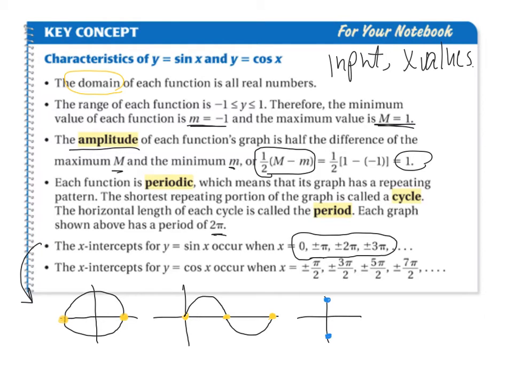X equals 0 right there. So if we took that from the unit circle and graphed it, cosine is my x value, so I know I'm going to be 0 here. I'm going to cycle around.